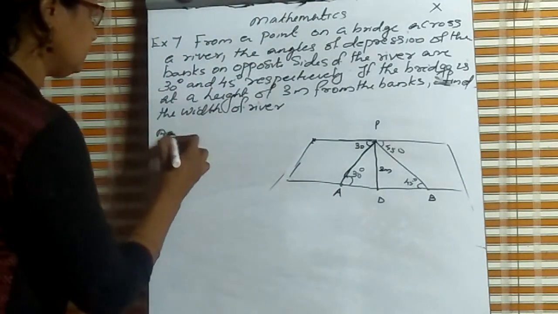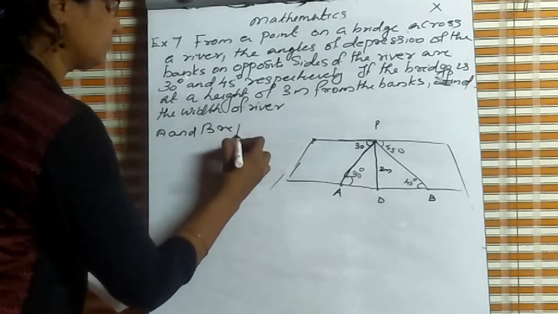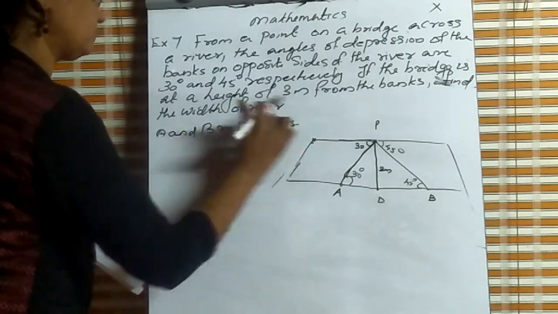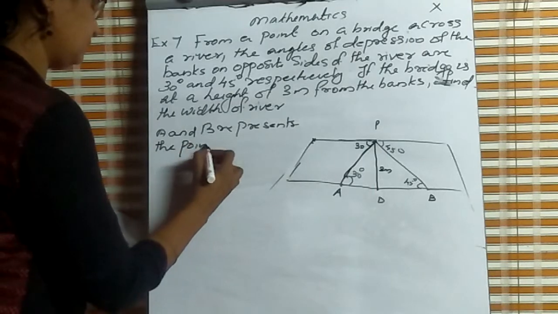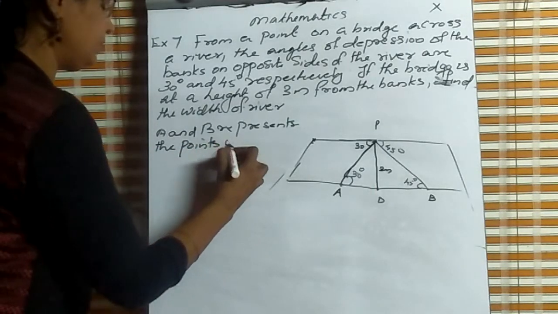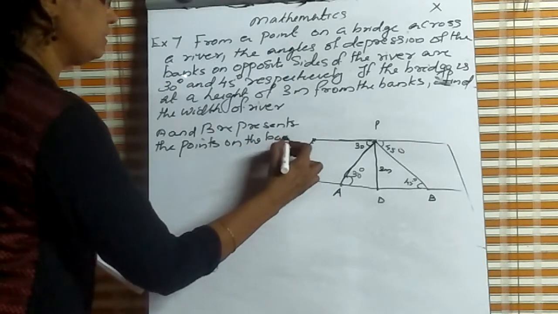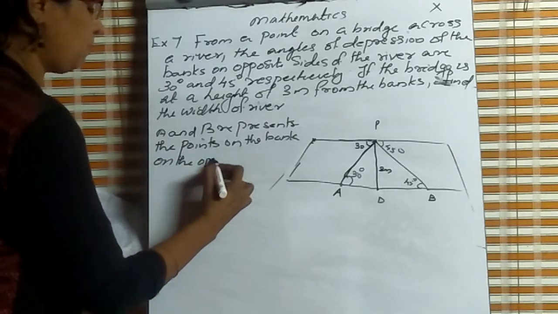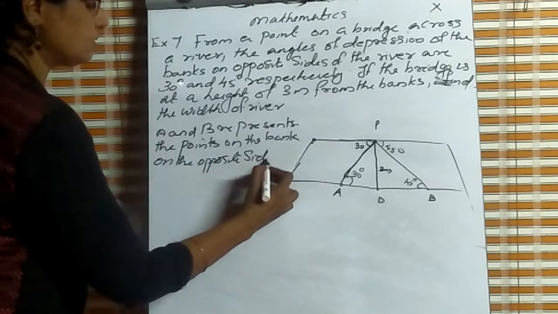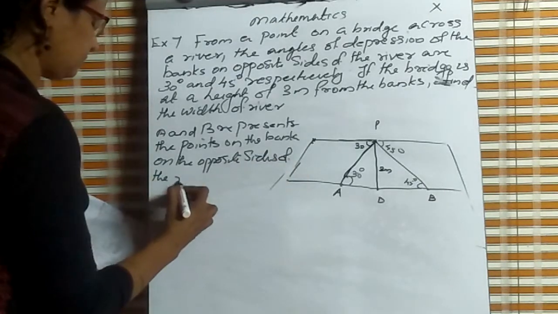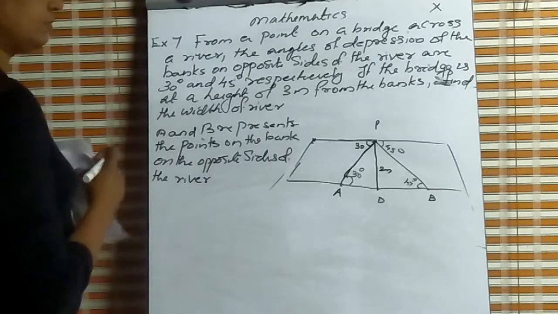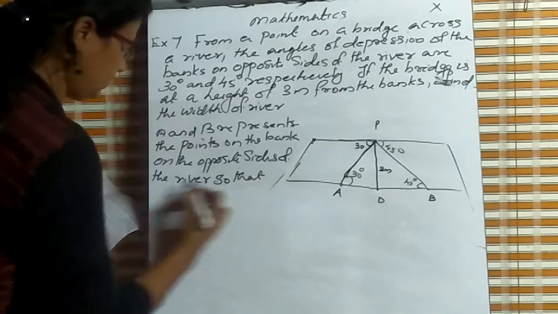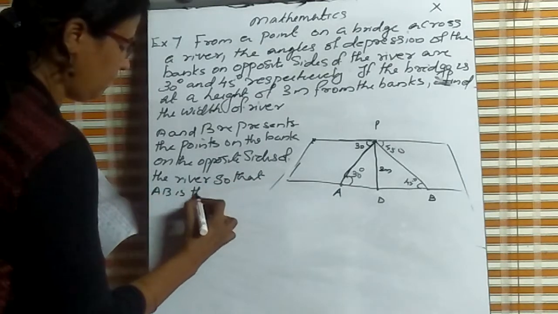A and B represent the points on the banks on the opposite sides of the river, so that AB is the width of the river.